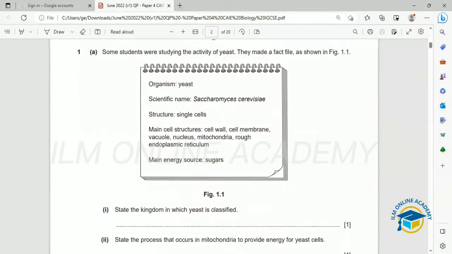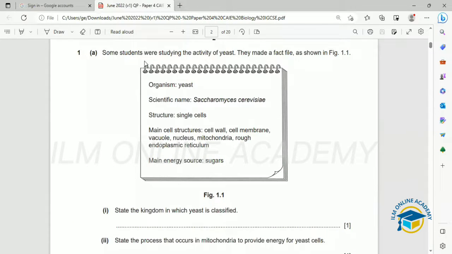The first question says some students were studying the activity of yeast and they made a fact file. They found that the organism was yeast, the scientific name was Saccharomyces cerevisiae, and the structure is single cellular. The main cell structures are cell membrane, cell wall, vacuole, nucleus, mitochondria, and rough endoplasmic reticulum as well. Now, the main energy source for yeast is sugar.